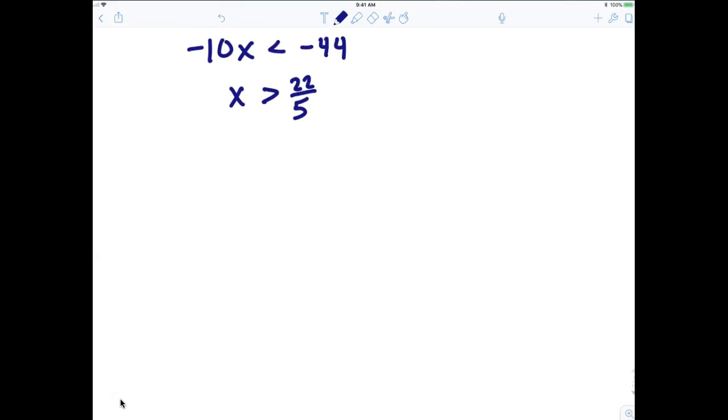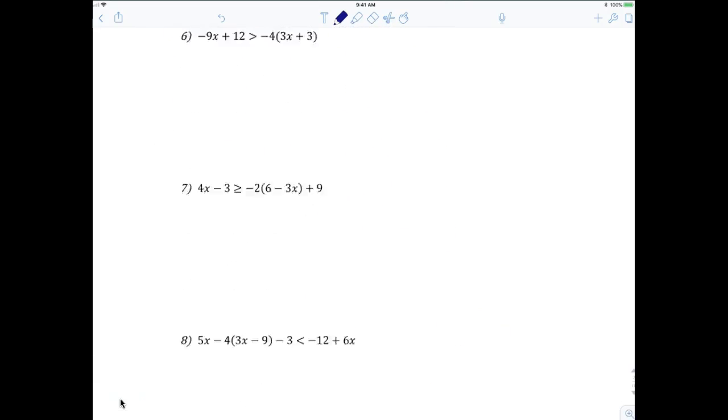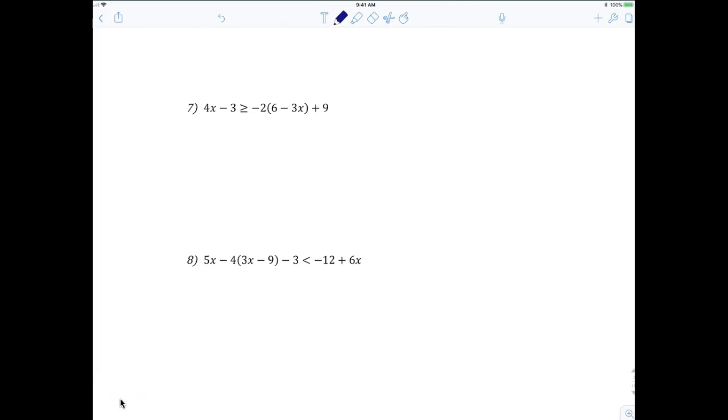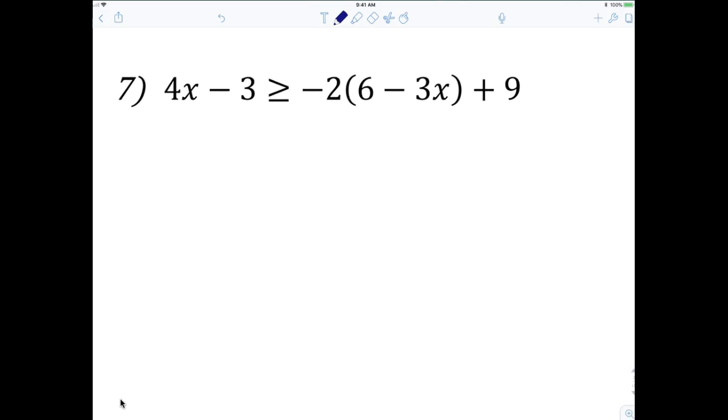So this would be from 22/5 to infinity. Agreed? All right. Number 7. Something like that, right? Combining terms.